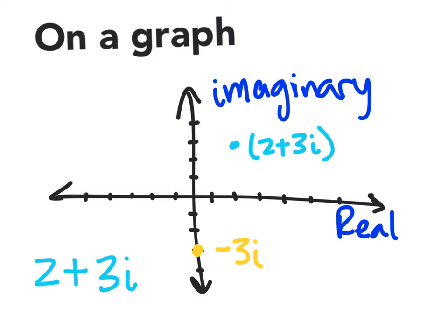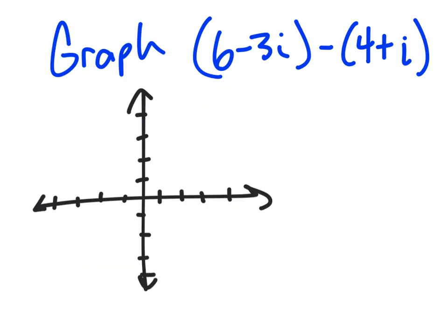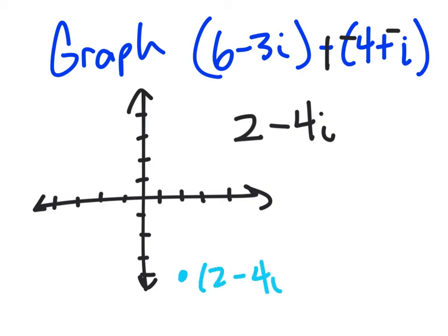So let's give it a try with this graph. First thing I want to do is solve 6 minus 3i minus (4 plus i). So I switch my signs and change this to an addition. This comes out to 2 minus 4i. So on a graph, I go to the right 2 and down 4i to plot the point 2 minus 4i.